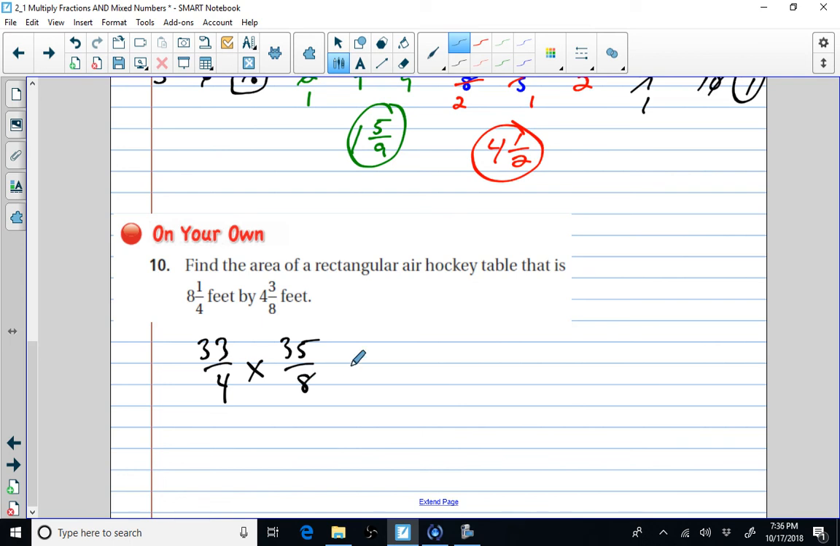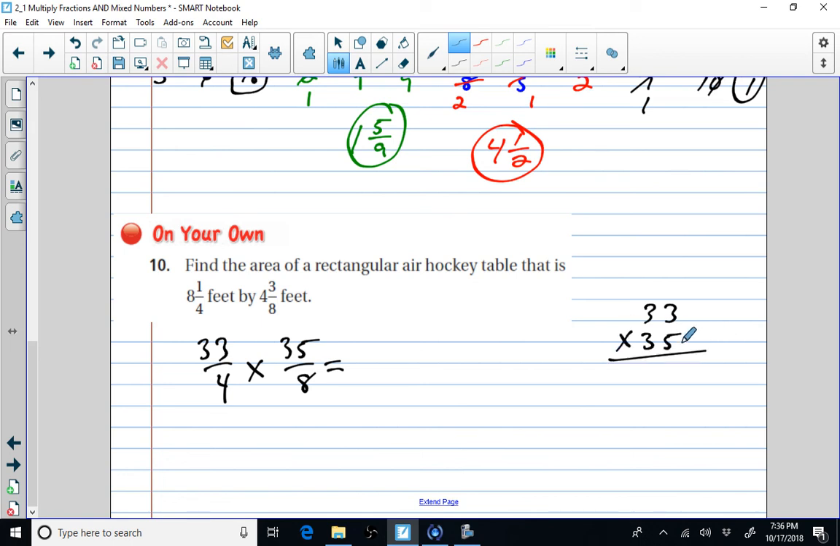These are not friendly numbers. I can't divide out anywhere. Can't divide out 4 and 35 because the greatest common factor of 4 and 35 is 1. I can't divide out 33 and 8, right, because the greatest common factor of 33 and 8 is 1. So I actually have to multiply numerator times numerator, denominator times denominator. So on the side of my paper, I'm going to do 33 times 35.